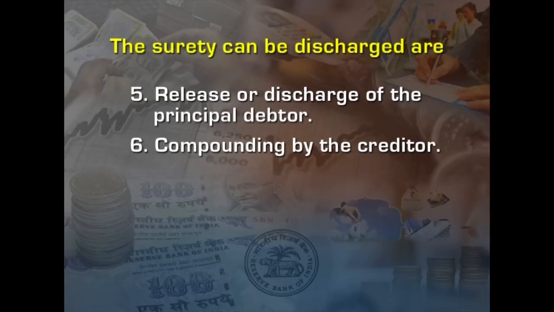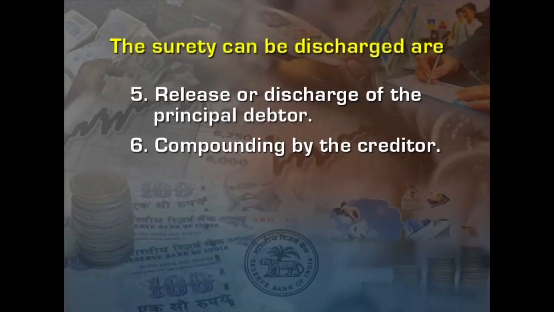6. Compounding by the creditor. Under Section 135 of the Indian Contract Act, where a creditor without the consent of the surety compounds with or gives time to the principal debtor for repayment of the debt, the surety is discharged from the liability.